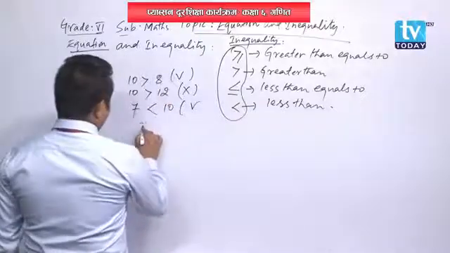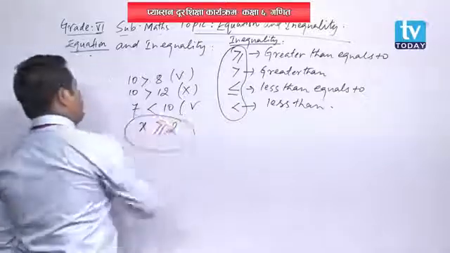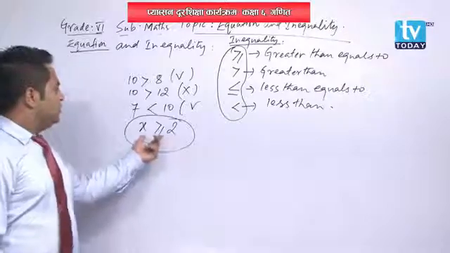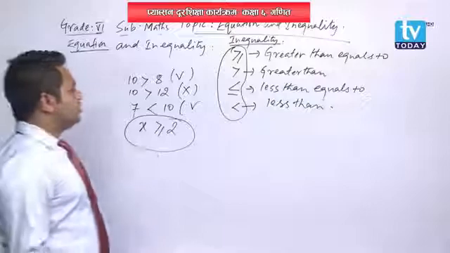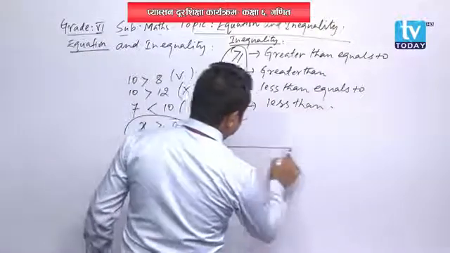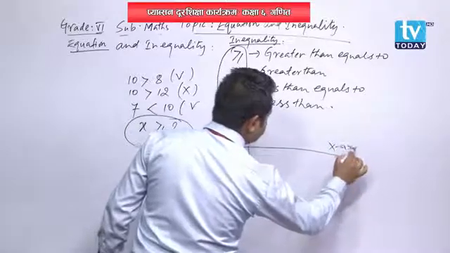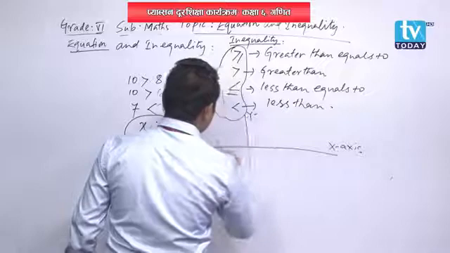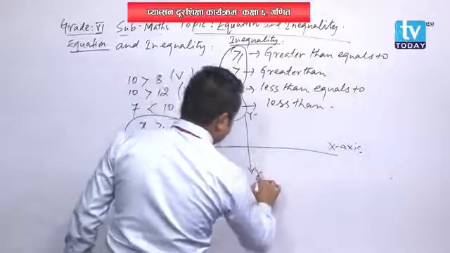Now the value of x is greater than or equal to 2. Okay, we need graph paper to solve this. You can write it this way: x is greater than or equal to 2. The value of x must be greater than or equal to 2. So here on graph paper, this is the x axis, this is the y axis, and this is x dash, this is y dash.